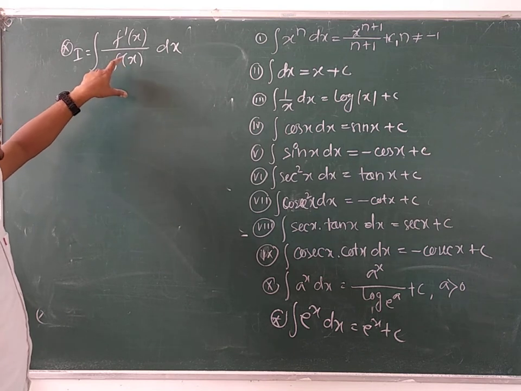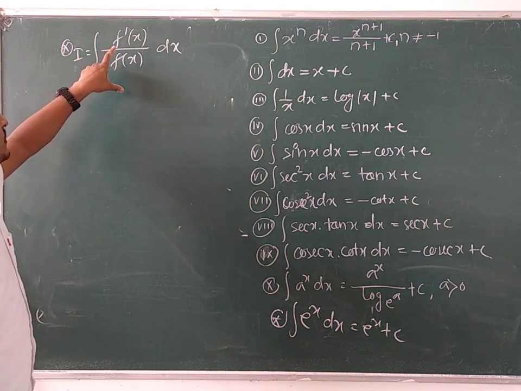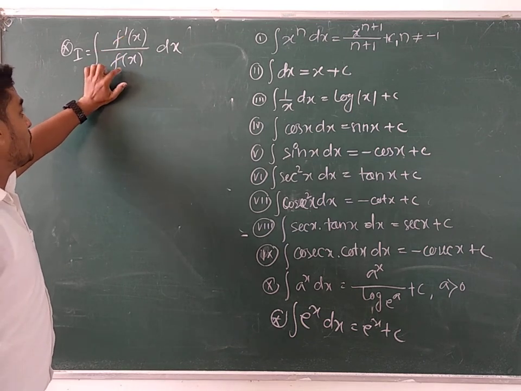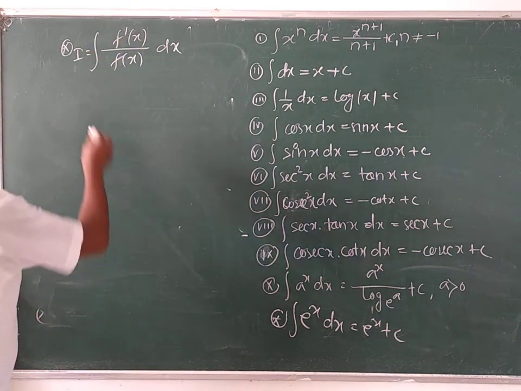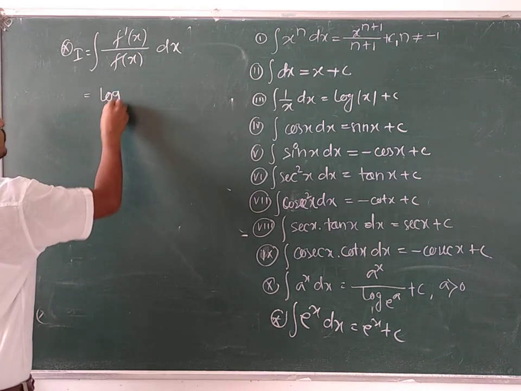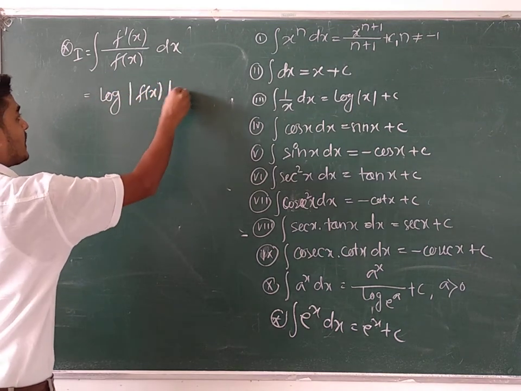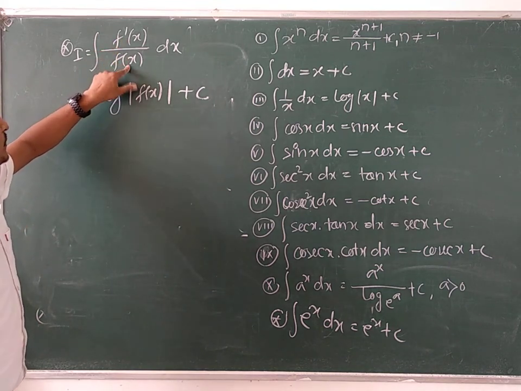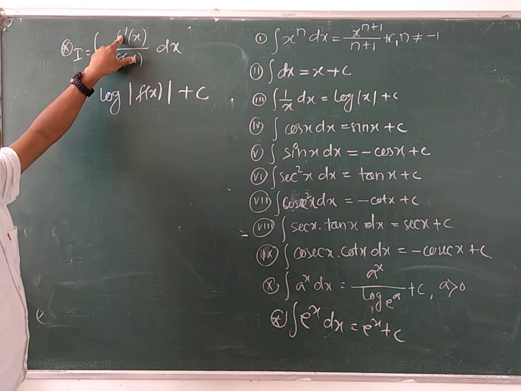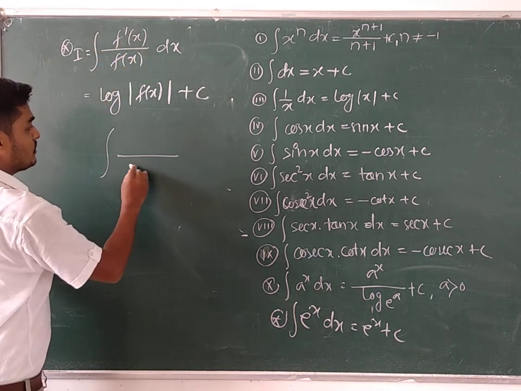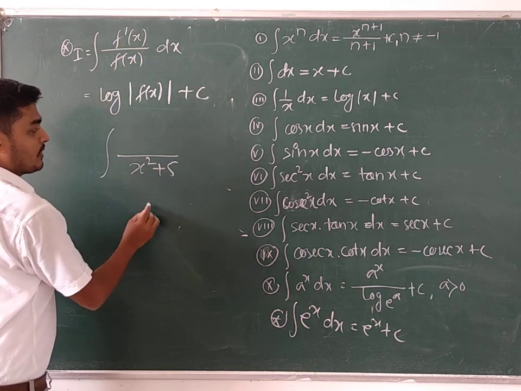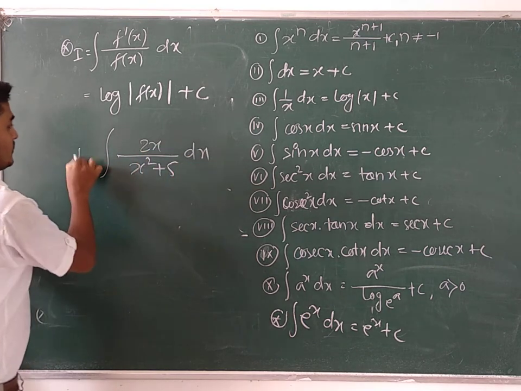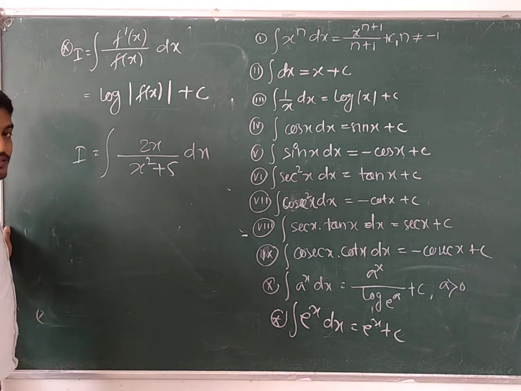So that's why, whenever the derivative of the denominator is there in the numerator, its integral value will be exactly equal to log of f of x plus c. Remember, the numerator contains the derivative. For example, take x square plus 5. What is the derivative of x square plus 5? Obviously twice x. Suppose you are asked, what is the integration of twice x divided by x square plus 5?